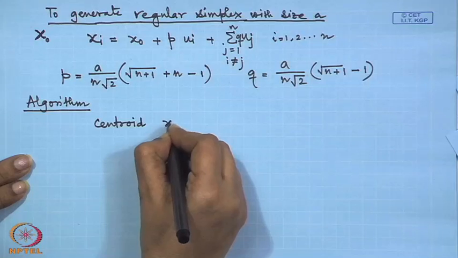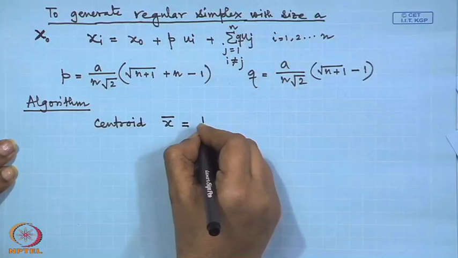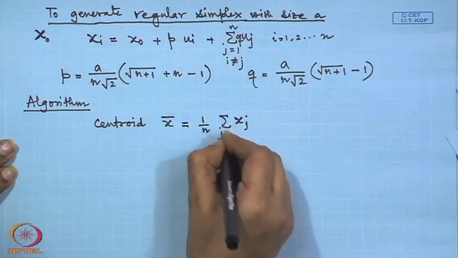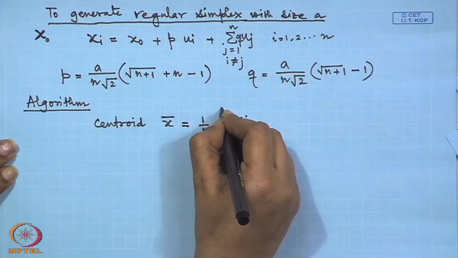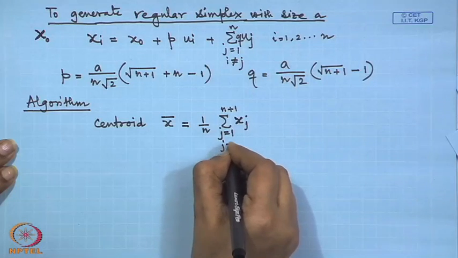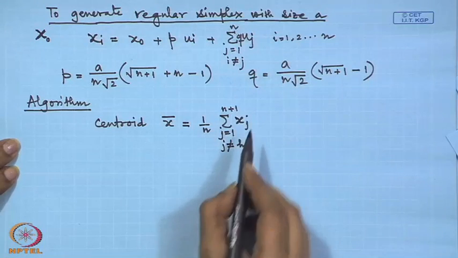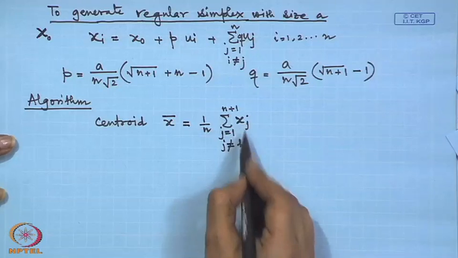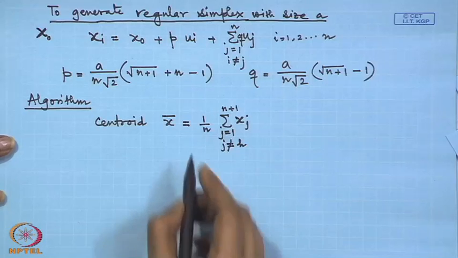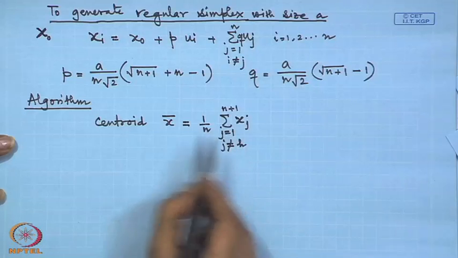The centroid will be calculated with x bar equal to 1 by n summation x j's. J will run between 1 to n plus 1 except one point where j is not equal to h. That means we want to reject the point which is having the highest objective functional value. That is why we are considering j not equal to h, and we will select all other n number of points and we will divide with n and we will get the centroid.